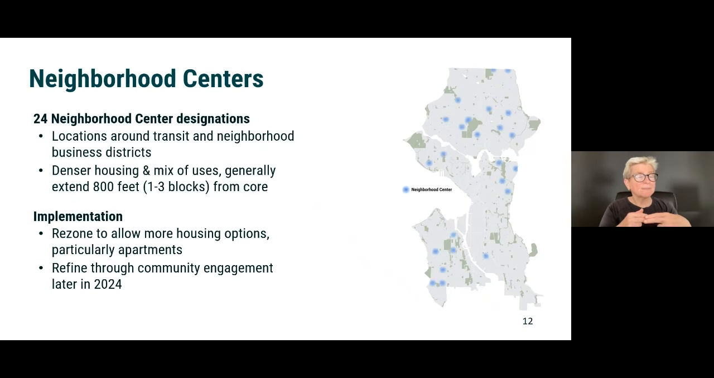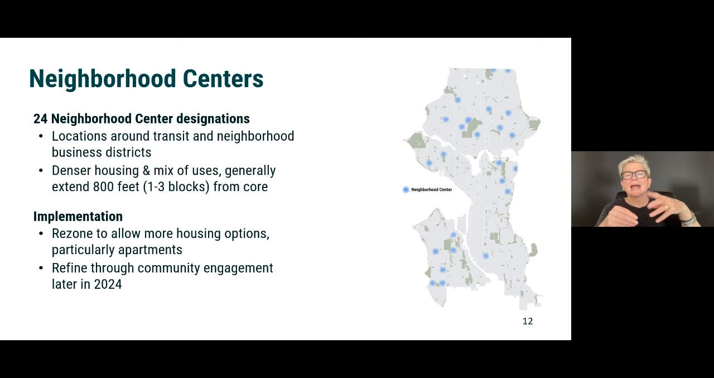The last center is neighborhood centers. We're proposing 24 neighborhood centers. These are all located around places that have great transit and/or existing neighborhood business districts. And again, the idea is to allow a greater range of housing choices around those areas so that people can walk to shops and services and transit.